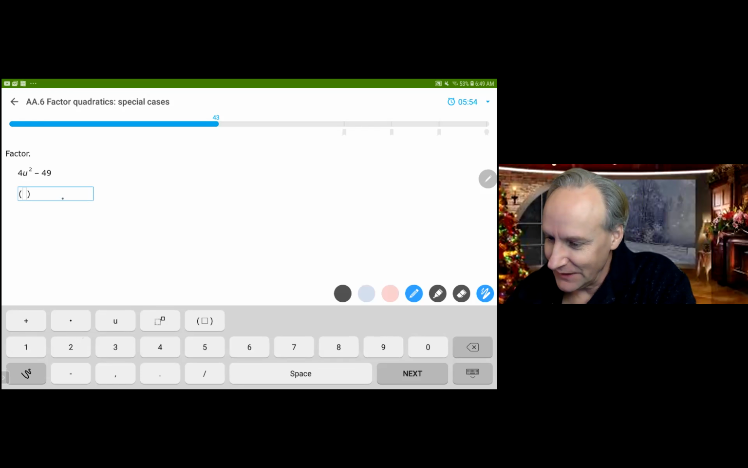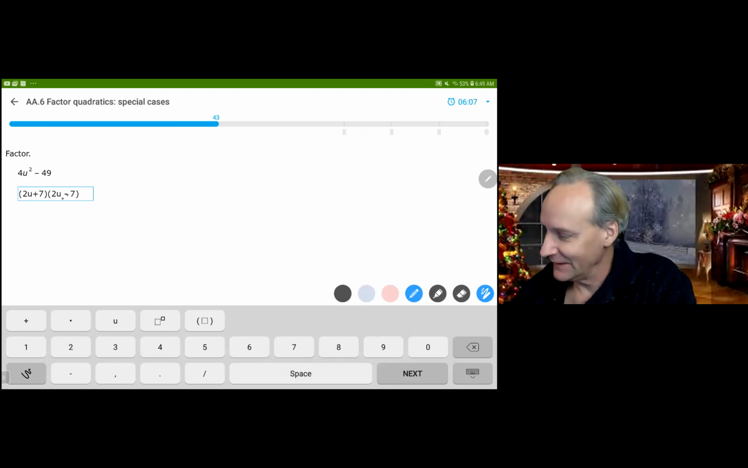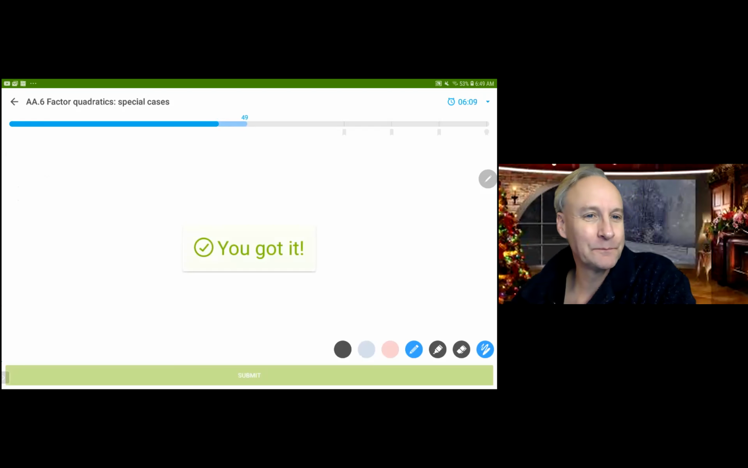So this one is going to be a 2u plus 7. And how about 2u minus 7? And there they are, difference of squares. We like difference of squares.